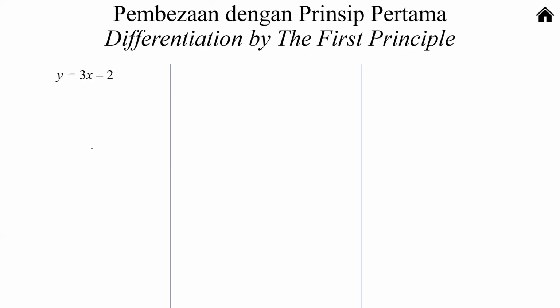So let's say y equals 3x minus 2. We already know the gradient of this graph. The gradient equals 3. Okay, the gradient equals 3. But I want to use the concept of differentiation to prove my case.